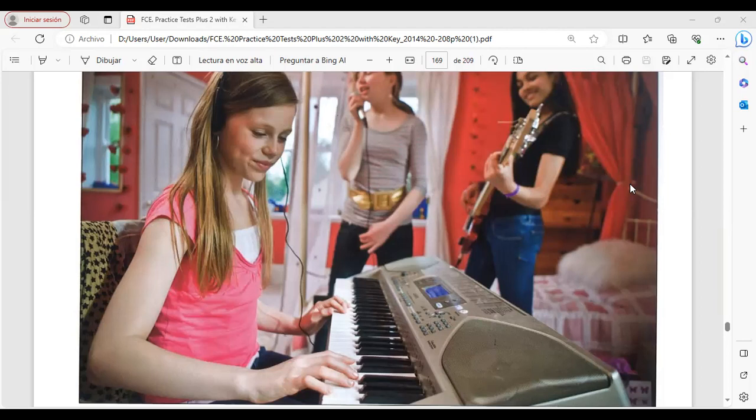We are playing some instruments. One of them is singing, and the other ones are playing the guitar and the piano. And it looks like they have spent a fun time. Very good, Natalia.